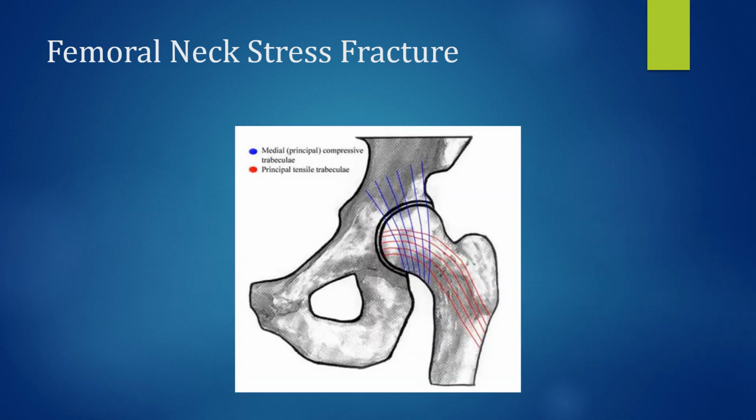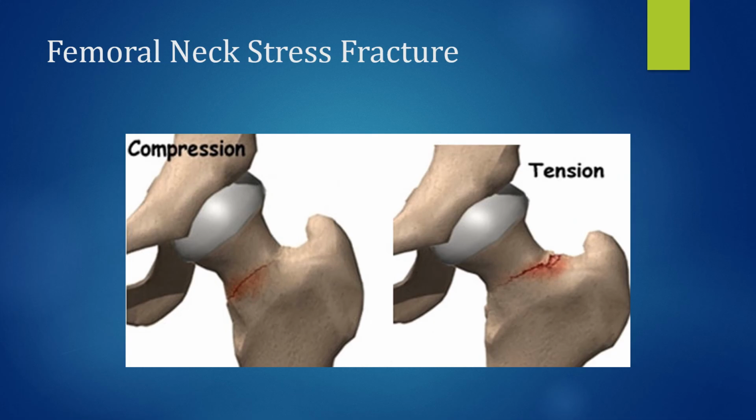This is a review of the forces placed through the femoral neck. Most of the forces are compressive forces, which are outlined in blue, that occur with weight bearing through the hip and leg. There are some tensile forces that get placed through the femoral neck, most notably through the gluteal musculature, which we'll talk about here in a minute. As we saw on the last slide, both the compression and tensile forces placed through the femoral neck may become pathological and result in either a compression-sided or a tension-sided femoral neck stress fracture.